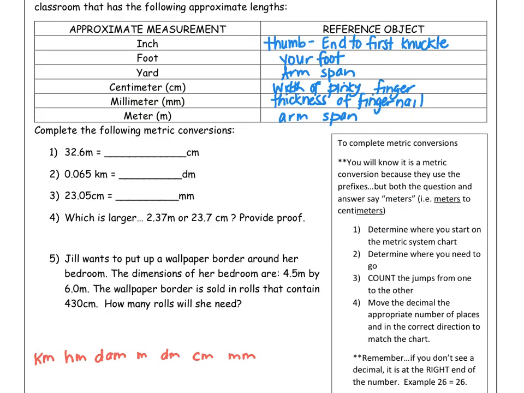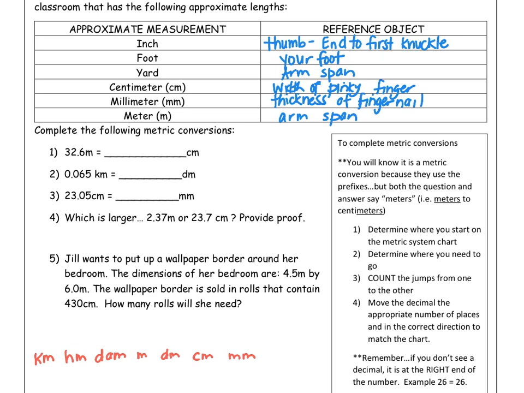All right, so here are some common references that I've seen. An inch is the length of your thumb from the end to the first knuckle. A foot is, well, your actual foot. A yard is about an arm span. A centimeter is the width of your pinky finger. A millimeter is the thickness of a fingernail. And a meter, again, an arm span, very close to a yard, okay? So these are just approximations. They're not going to be exact, but they'll give you about how far things are.